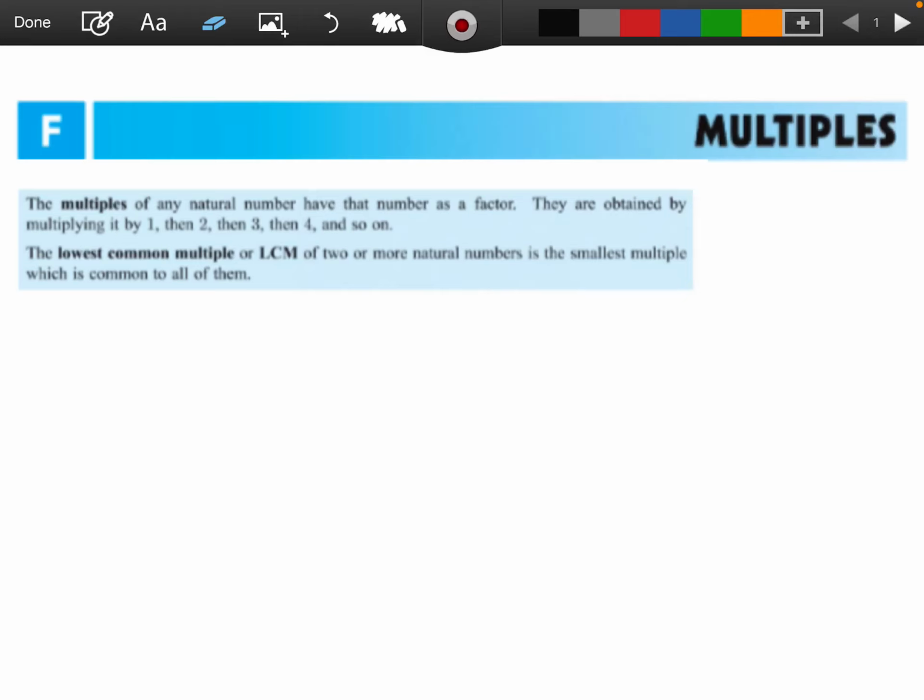Hi everyone, so this video is going to be about multiples. Multiples and factors are two terms that tend to go hand in hand because they're very intertwined. Multiples of a number have that number as a factor. Kind of confusing. So imagine it like this.